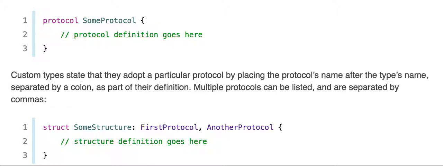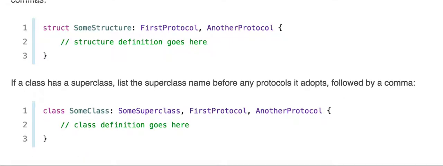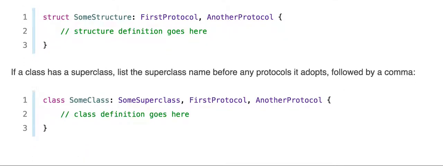So a struct, like SomeStructure, can implement multiple protocols: FirstProtocol, comma, AnotherProtocol. If a class has a superclass, list the superclass name before any protocols it adopts, followed by a comma. So class SomeClass: SomeSuperclass, FirstProtocol, AnotherProtocol, and then the class definition goes there.